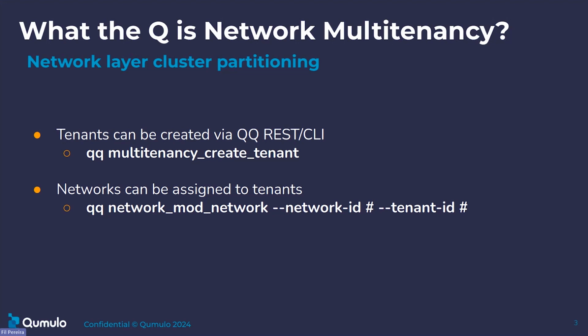Networks can be assigned to tenants once a tenant exists, or if you're creating a network and you already have a tenant that exists, you can also assign that newly created network to a tenant. So to assign a network to an existing tenant, it would be qq network_mod_network. You provide your network ID, and then you provide the tenant ID that you want it to be a part of.